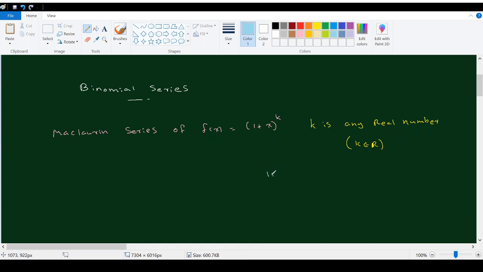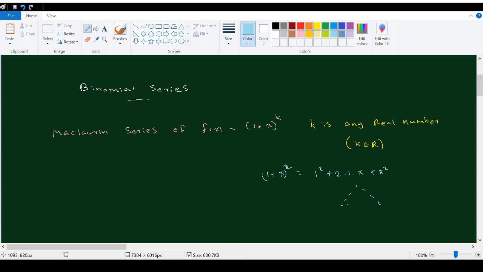For example, if k is equal to 2, we already know how to expand this one, right? That is 1 squared plus 2 times 1 times x plus x squared, if k is equal to 2. And if k is equal to 3, and likewise if they are positive integers, we can use Pascal's triangle and get the expansion.